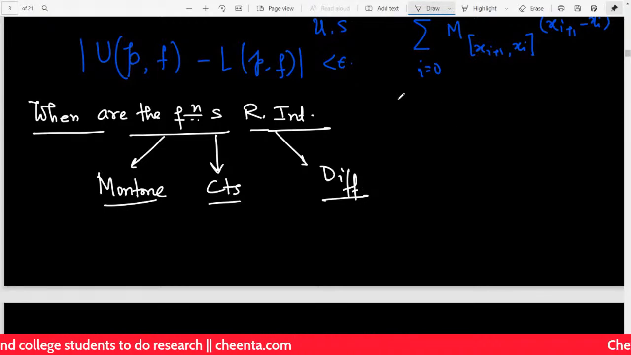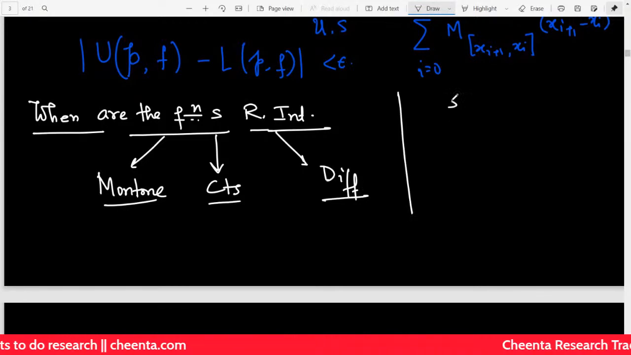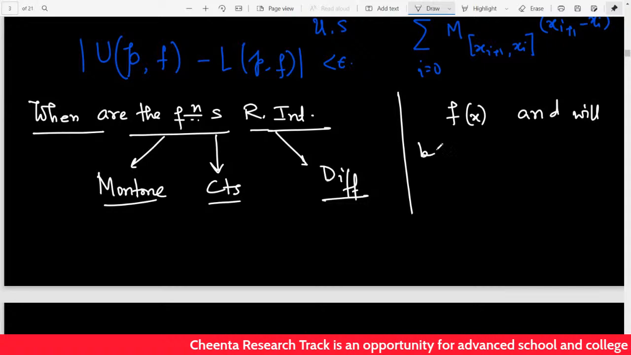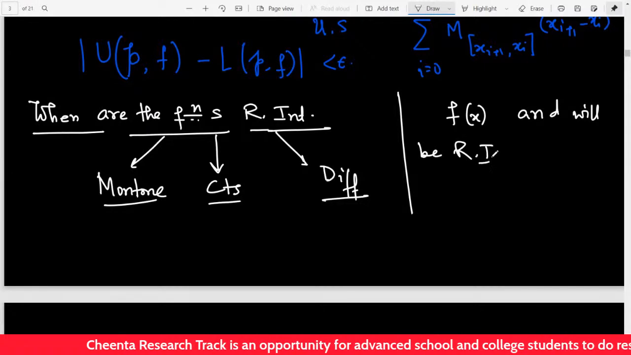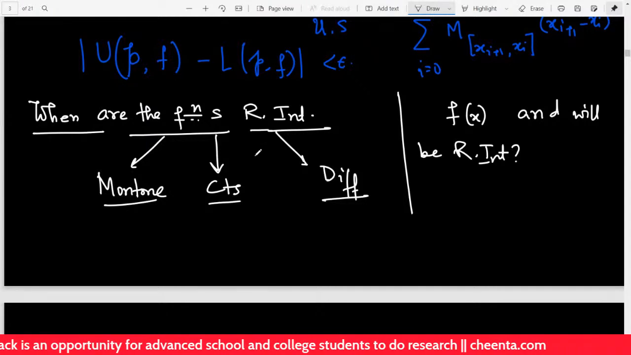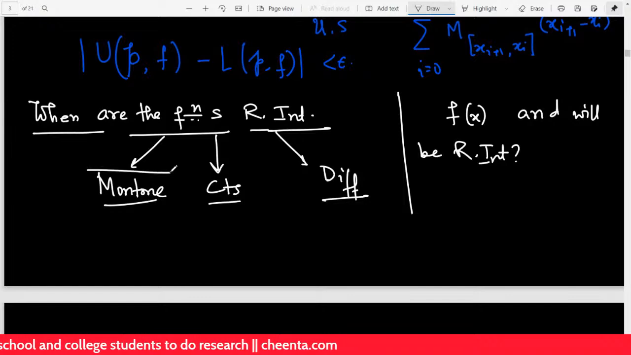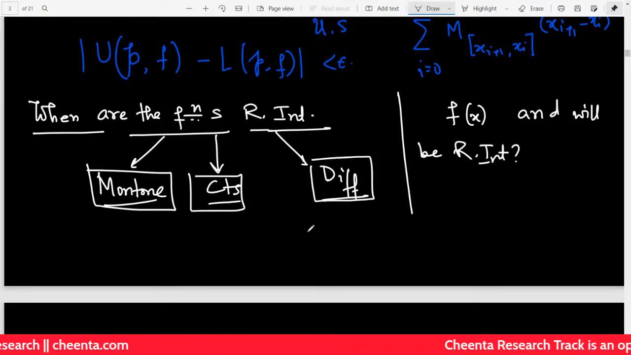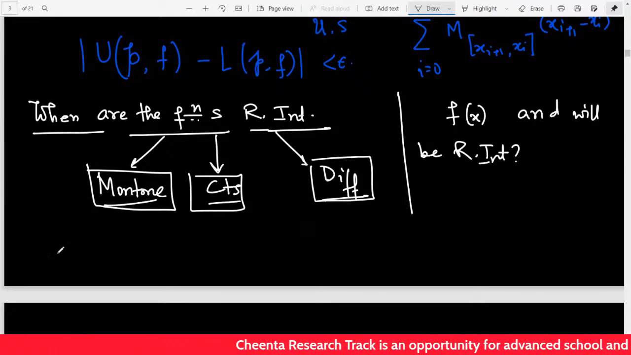So if in the question paper a function f(x) is given and asks whether it will be Riemann integrable, oftentimes you can make sure it is Riemann integrable by checking if the function is monotone, continuous, or differentiable. Oftentimes, but I'm not saying that these are the only things.